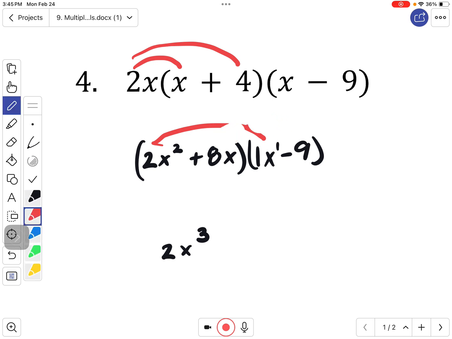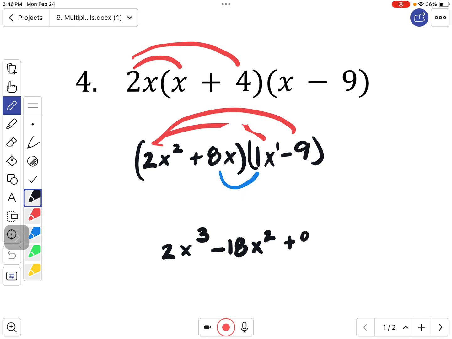I'm going to do my 2x squared to my 9. So 2x squared to 9 is going to give me a negative 18, and it's going to be an x squared. And now I'm going to double distribute on the bottom. So that 8x is going to have to be distributed to this 1x. So 8x times 1x is going to give me a positive 8x squared. And now I'm going to take that 8x to that negative 9, and that's going to give me a negative 72.